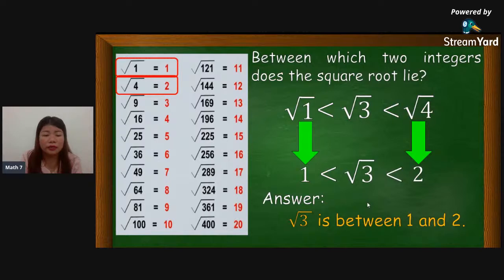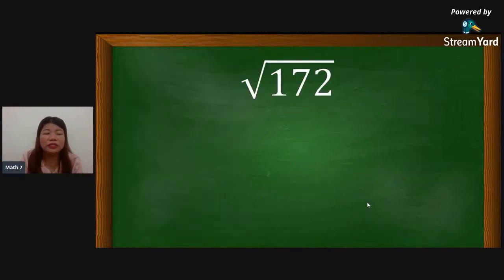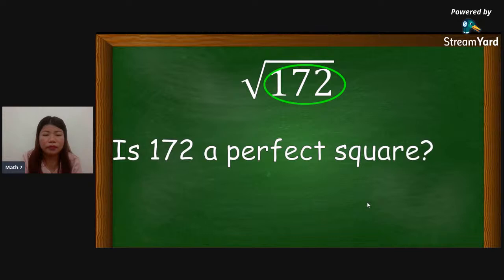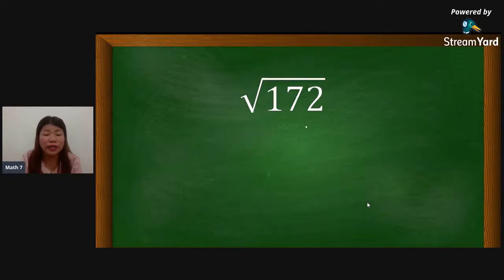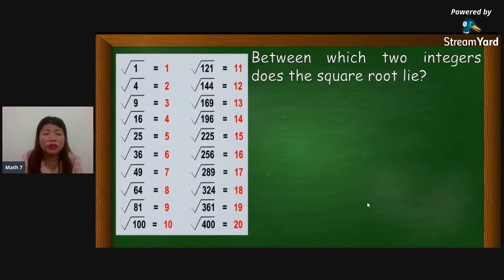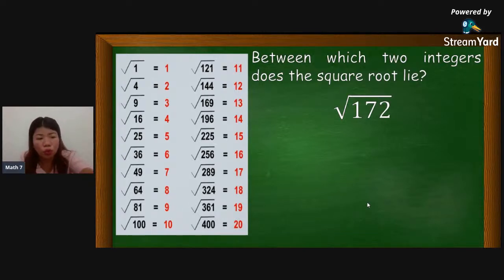Okay, next. Square root of 172. Ito yung mga irrational. Yung square root of 172 is irrational number. So, ibig sabihin, ang kanyang principal root ay non-terminating or non-repeating. Kukunin natin yung dalawang consecutive integers. Tingnan natin sa chart natin, saan kaya malapit ang square root of 172?